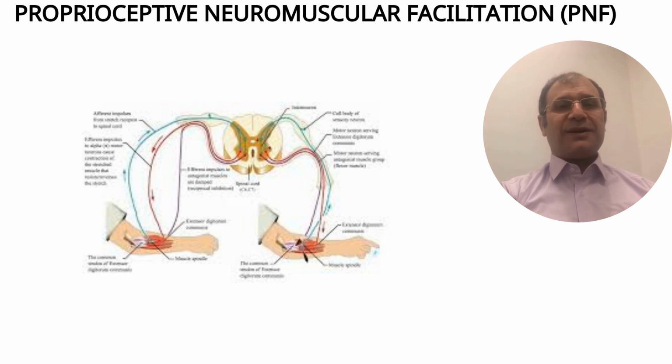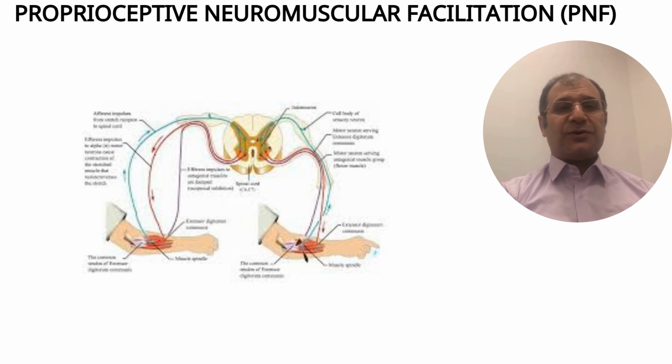PNF was developed in the 1940s and 1950s by Dr. Herman Kabat and Maggie Knott. The founders observed that traditional therapeutic approaches were not sufficient to address the complex movement deficits seen. The founders integrated knowledge of Sherrington's principles of neurophysiology, including reciprocal inhibition and stretch reflex, with functional movement patterns.